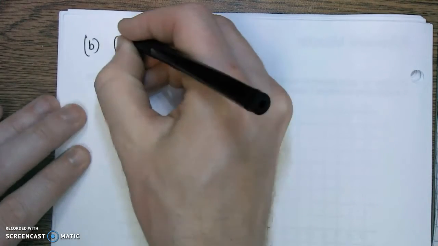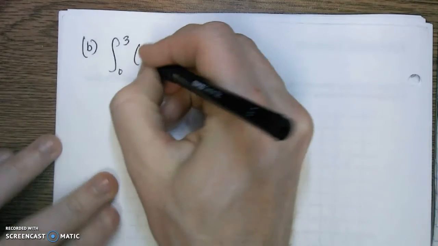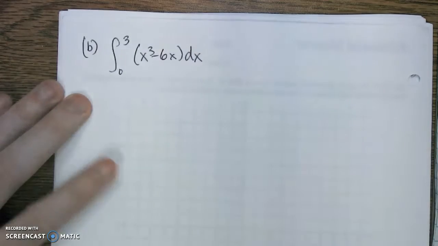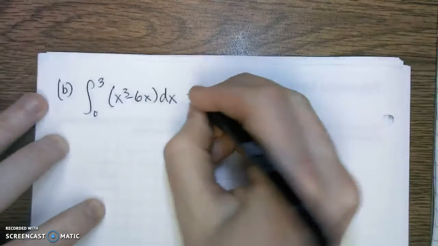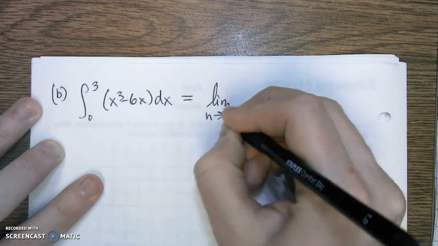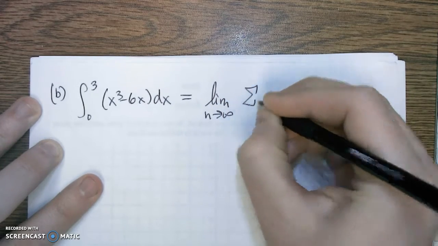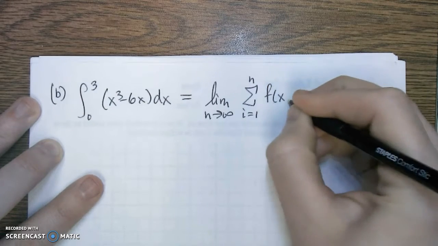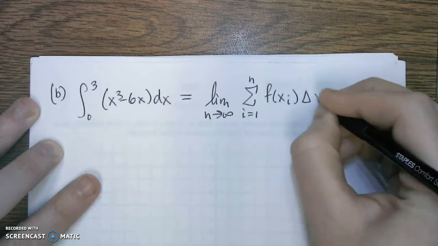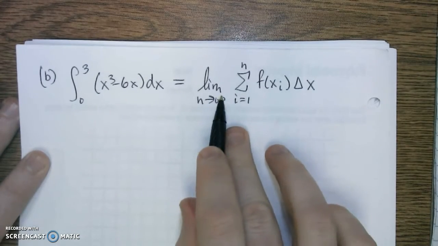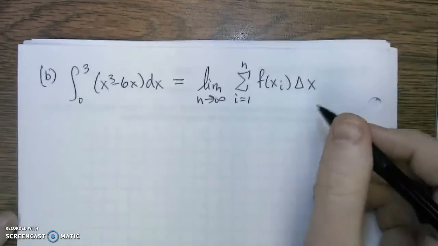B, they say the integral from 0 to 3 of x cubed minus 6x dx. So what this says to me is they want us to do the limit as n approaches infinity of the summation from 1 to n of f of x sub i times delta x. So the sum of all the areas, and we're taking the number of rectangles to infinity.